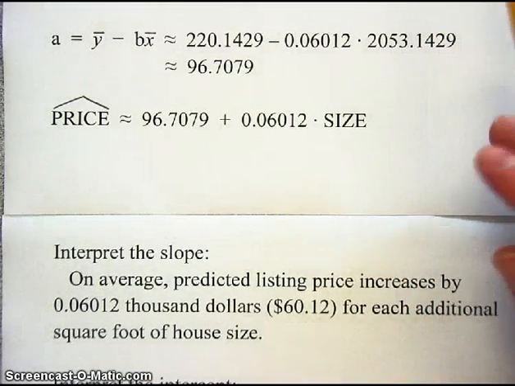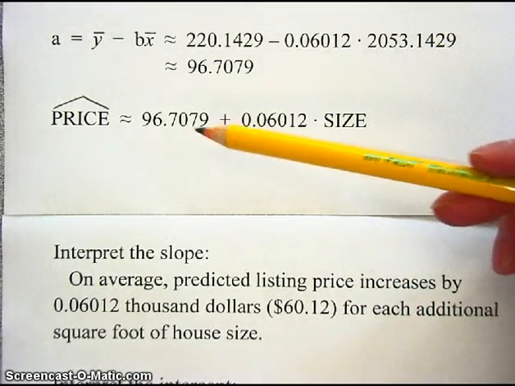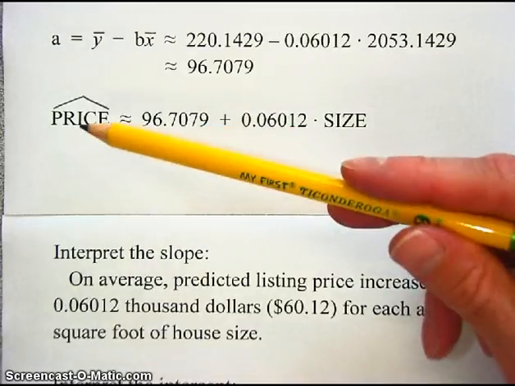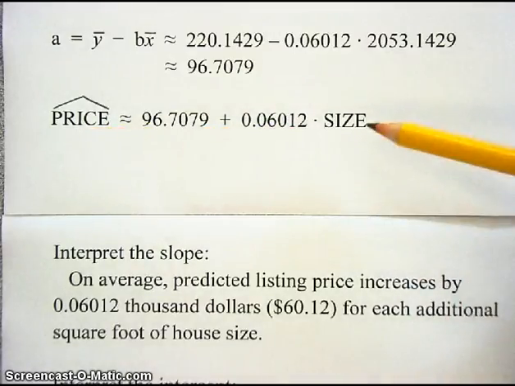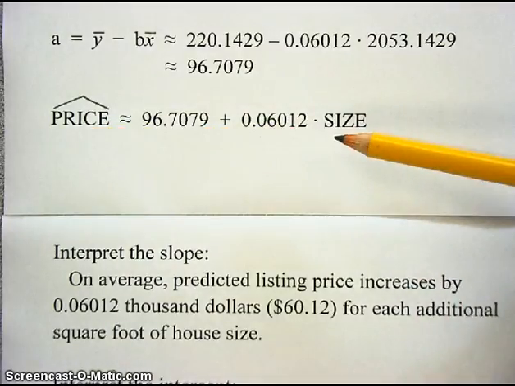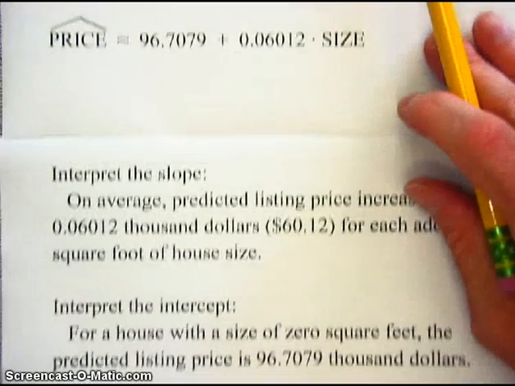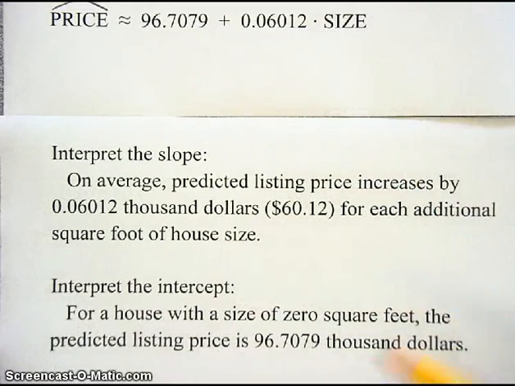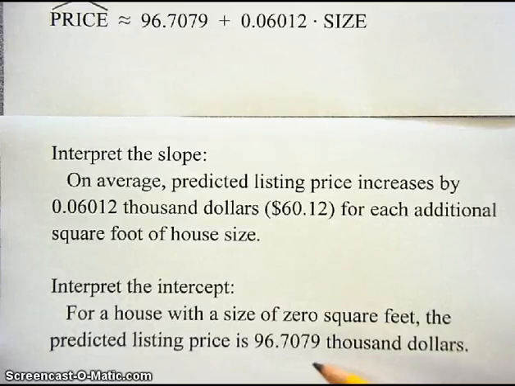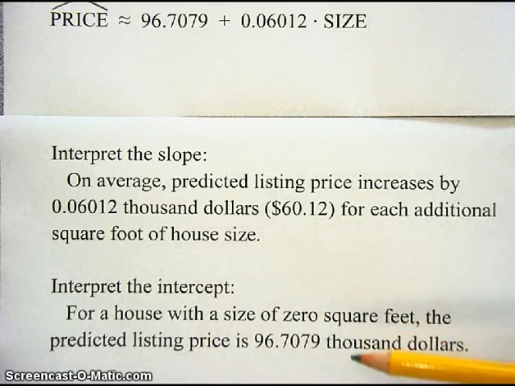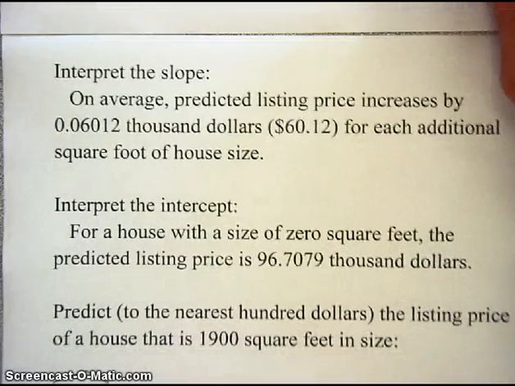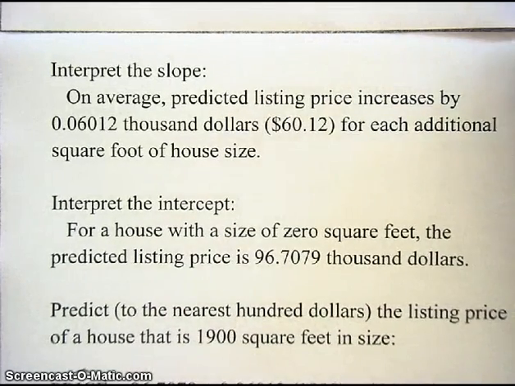Now, to interpret the y-intercept, the y-intercept is the value of predicted response when your explanatory variable takes a value of 0. So in this situation, for a house with a size of 0 square feet, the predicted listing price is $96.7079 thousand. Now you might say that doesn't make any sense at all. A house with a size of 0 square feet would not be a house at all. And you would certainly be right about that.